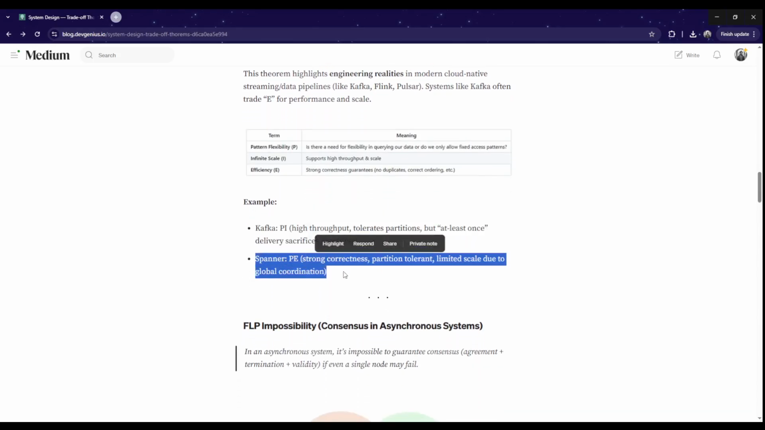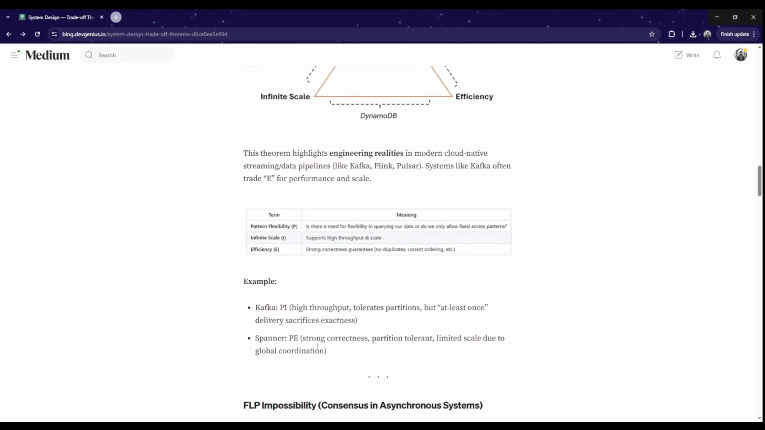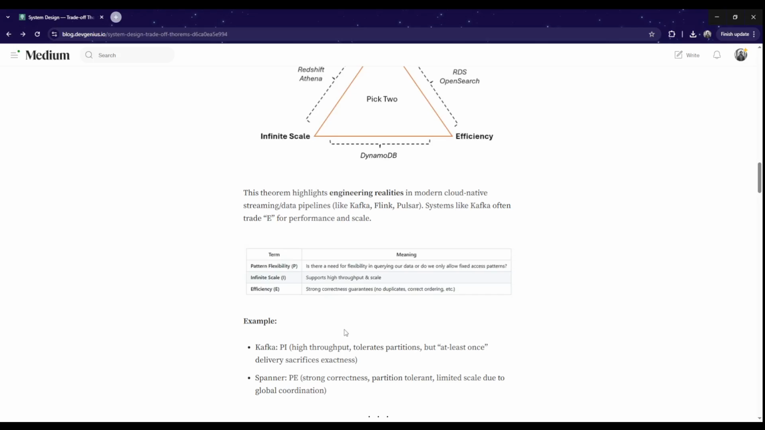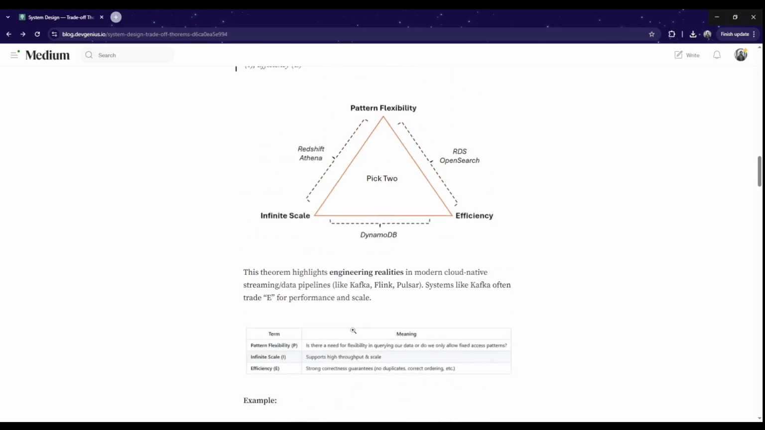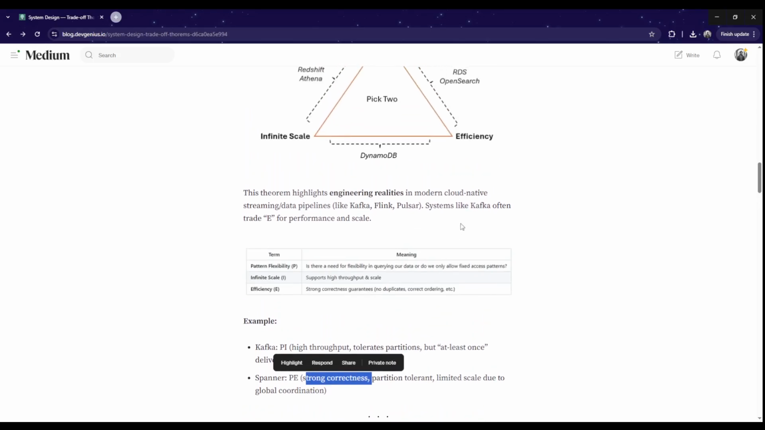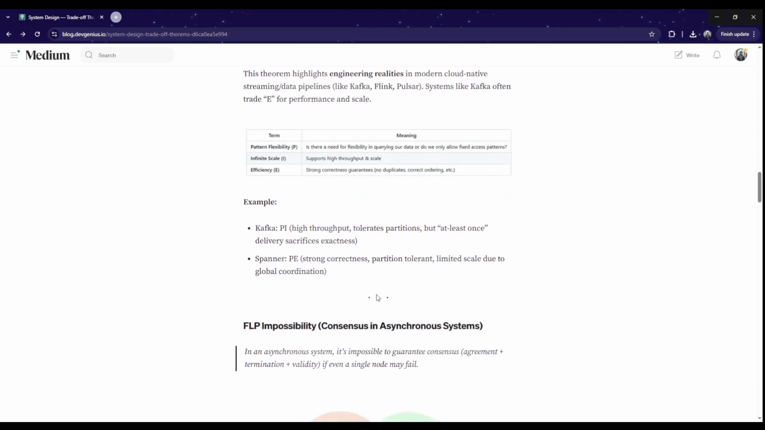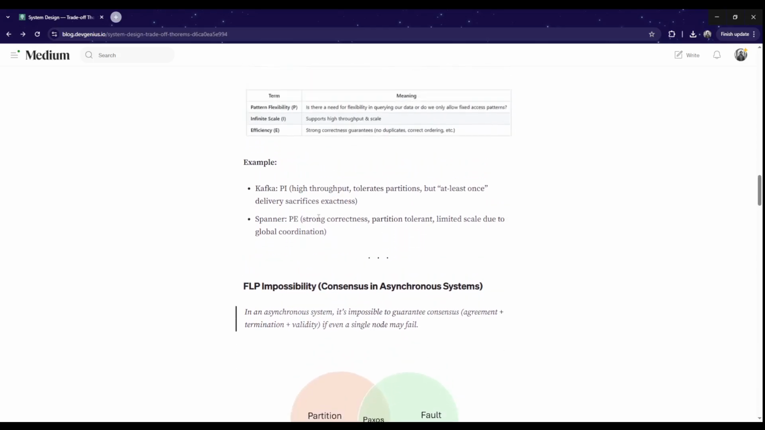For example, Spanner that we discussed here also follows this PIE approach, which means that it does not give pattern flexibility, but it gives good correctness because it chooses consistency and it chooses efficiency. It does not rely on the pattern flexibility. So generally we have to know the query pattern beforehand for Spanner.